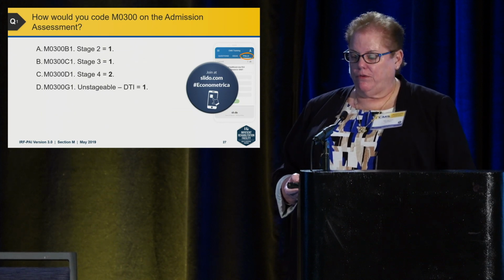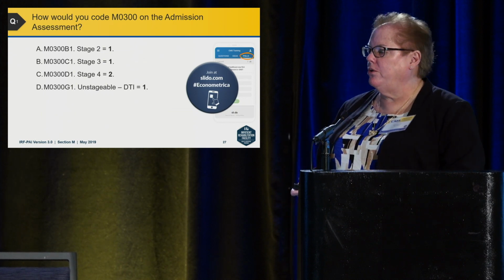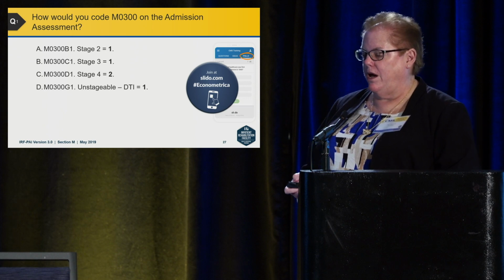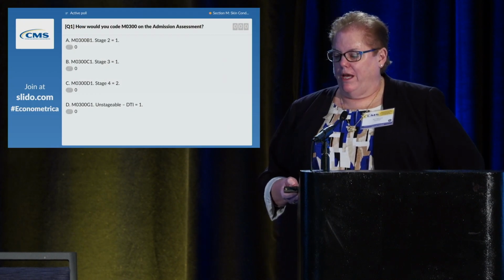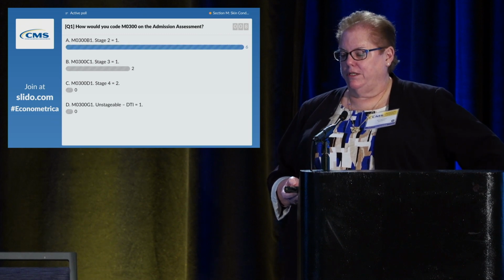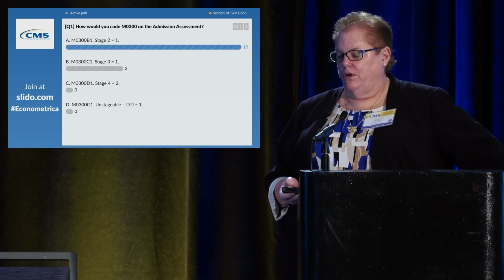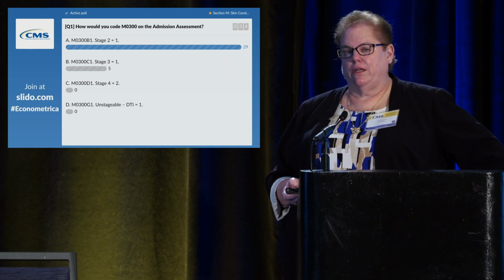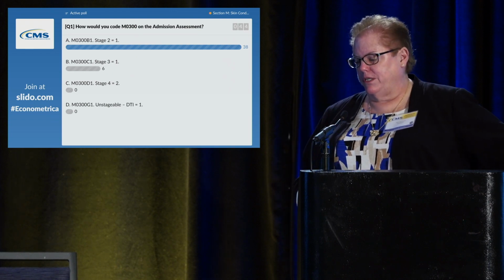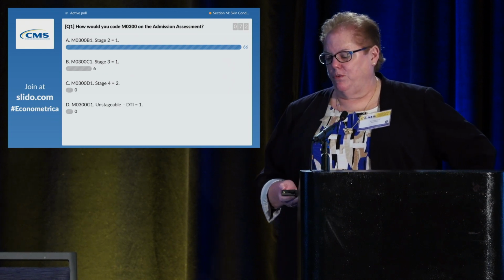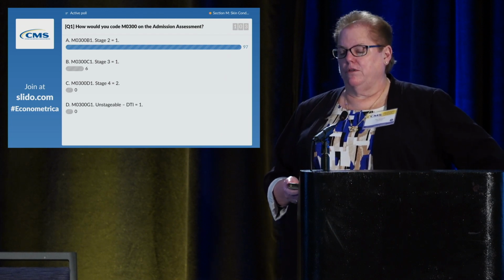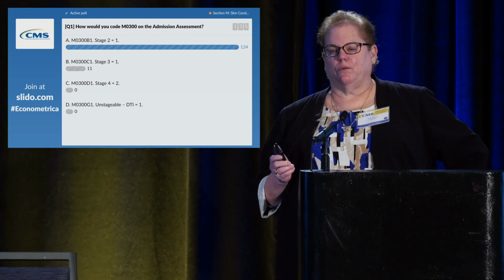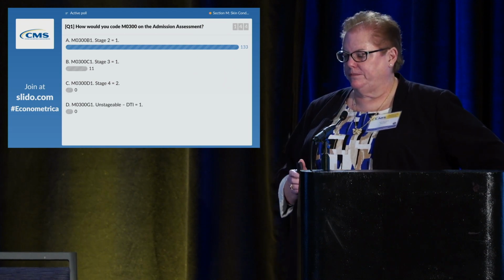So let's go through this question. How would you code M0300 on the admission assessment? Would you code it as M0300B1, stage 2, C1 as a stage 3, D1 as a stage 4, or G1 as unstageable? So this is the admission assessment. That's what we're asking about, the admission assessment here.